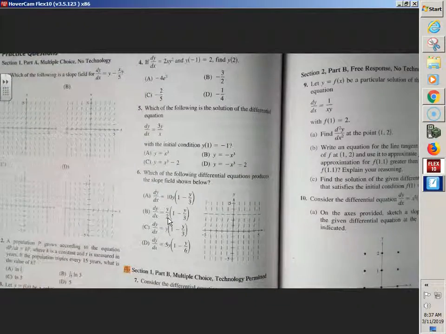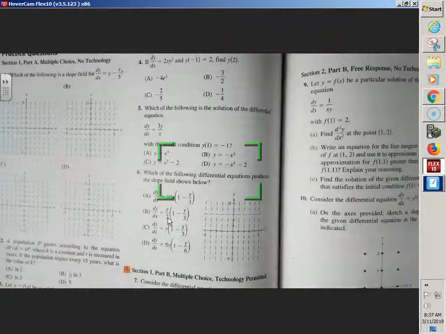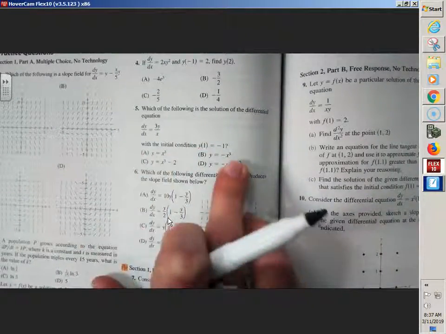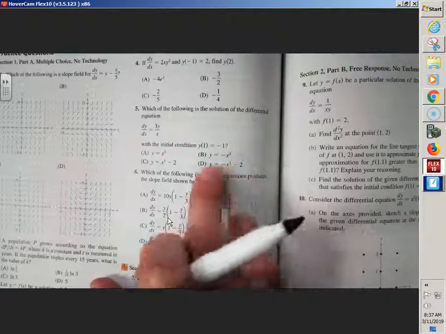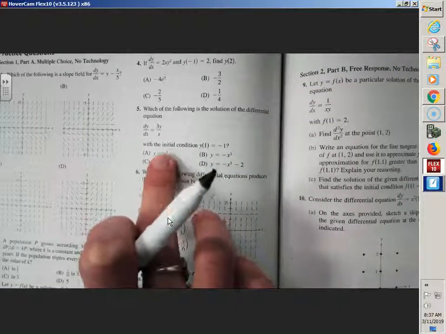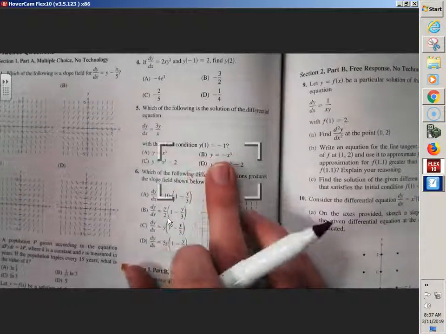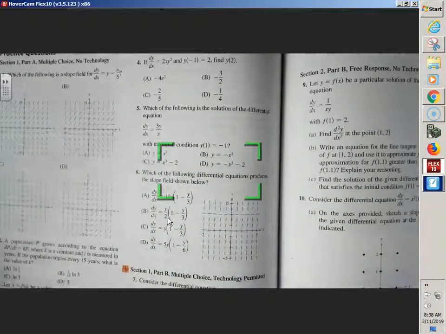Something like that, and oh, they give me a point. So once you have that, plug in your x, y, solve for your c, and booyah, you'll have it. It's not going to be him. There's no plus or minus. It's not going to be him. It's either him or him. And if y of 1 equals negative 1, I'm pretty sure it's b. Number 6.